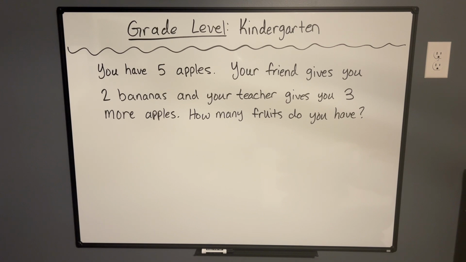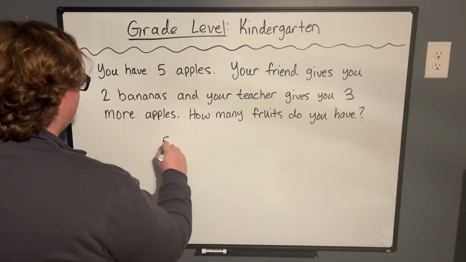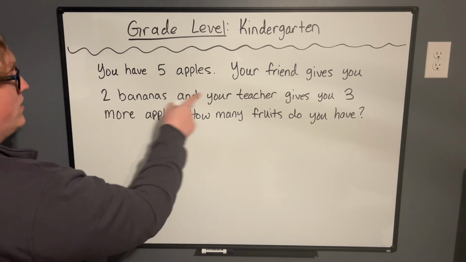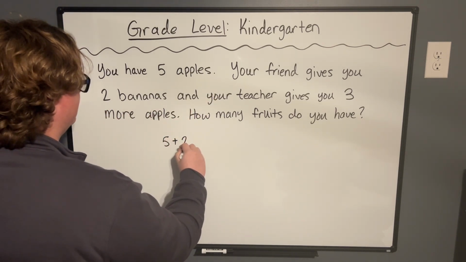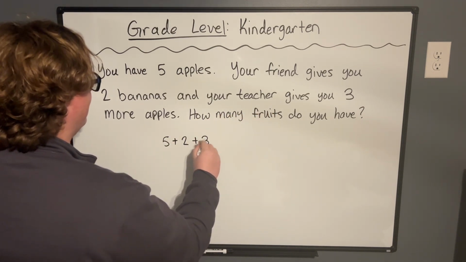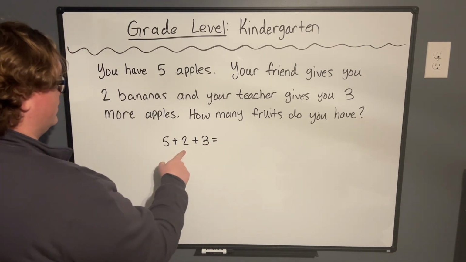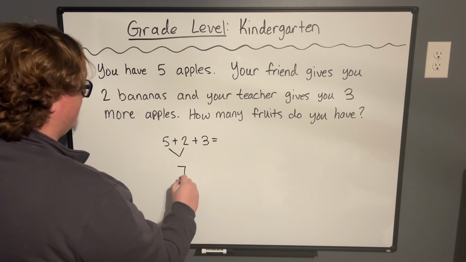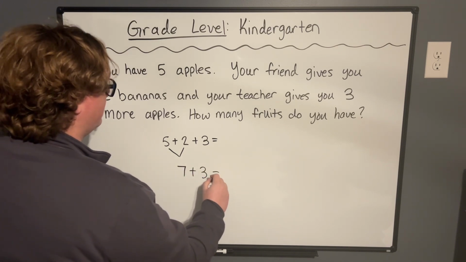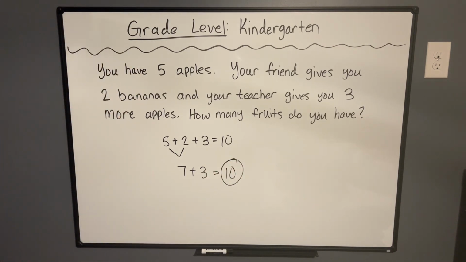So all we need to do to figure out the total number of fruits is just add up what we have. So we already had 5. But we need to add the 2 bananas that our friend gave us, right? And then we need to add the 3 more apples that the teacher gave us. So when we add all these together, we'll get the total number of fruit. So when we do that, we get 5 plus 2. That ends up giving us 7. We still have this plus 3. And 7 plus 3 is equal to 10, right? So we know that there are 10 total pieces of fruit. So hopefully you're able to get that one. We're going to go ahead and move on to the first grade level.